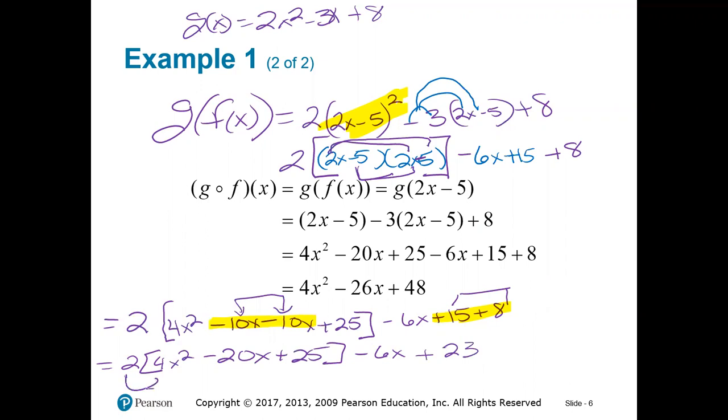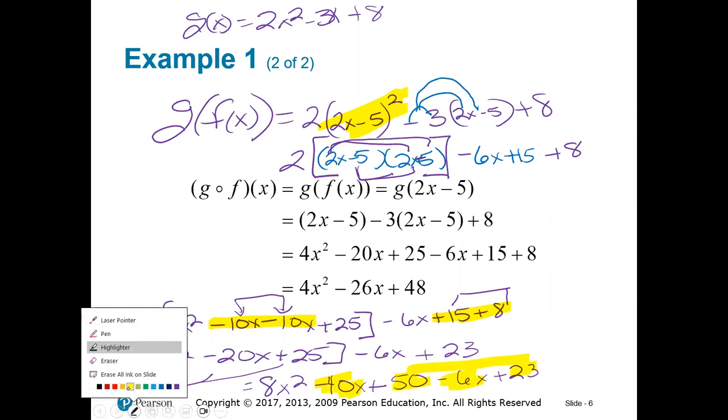So next I'm going to distribute this 2 to everything inside there because there's no other like terms inside there. So I got 2 times 4x squared, which is 8x squared. 2 times -20x, which is -40x. 2 times positive 25 is positive 50, minus 6x plus 23. And now we want to put together any like terms. And I notice I have this -40x minus 6x can go together. And then this 50 plus 23 can go together. So let's do that.